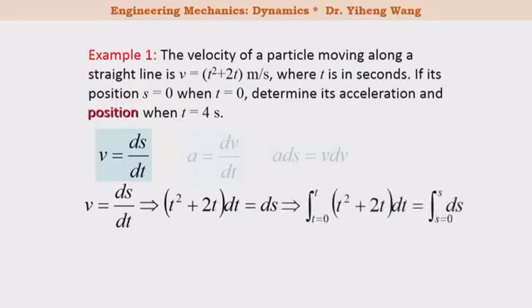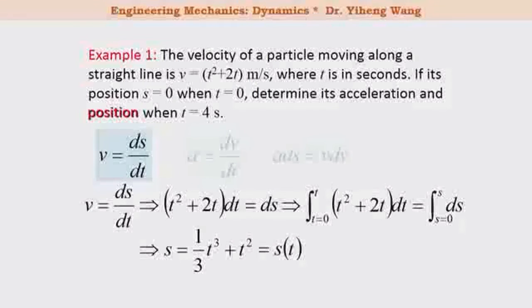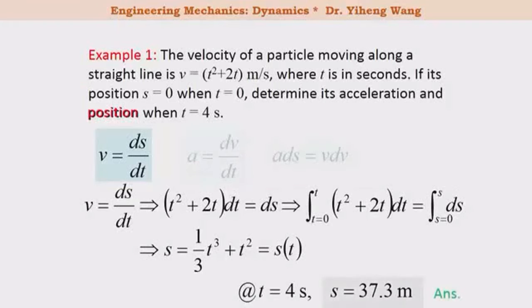Integrate both sides. Pay attention to the lower integration limits here. We got these from our initial condition that's given. And after integration and rearrangement, we get the position as a function of time. Now we can evaluate the position at the time equals 4 seconds to be 37.3 meters.